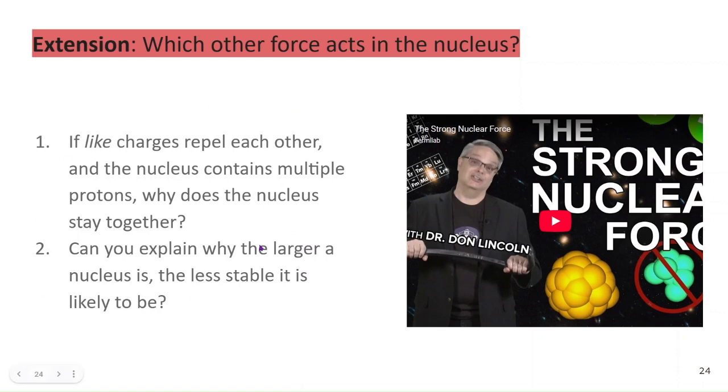We know that positives and negatives attract, and we know that like charges, so positives and positives, repel. So the questions you can answer by listening to this are: if like charges repel each other and the nucleus contains a bunch of protons, why does the nucleus stay together? So there's got to be something else going on there, right? Can you explain why the larger a nucleus is, the less stable it is likely to be? This video will help you understand those questions.